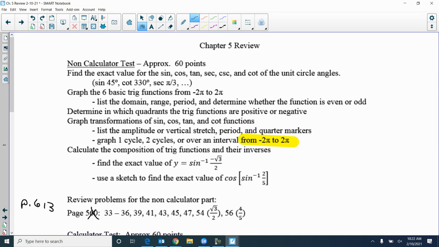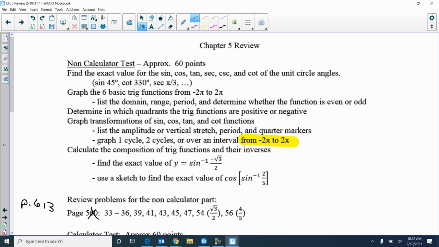Go through there, list everything you need to know. First question, all the 6 graphs from negative 2 pi to 2 pi. You gotta have it on there. You need to know the domain, range, period, and whether it's even or odd. I'm not gonna ask you for every one, but I will ask you for a couple.